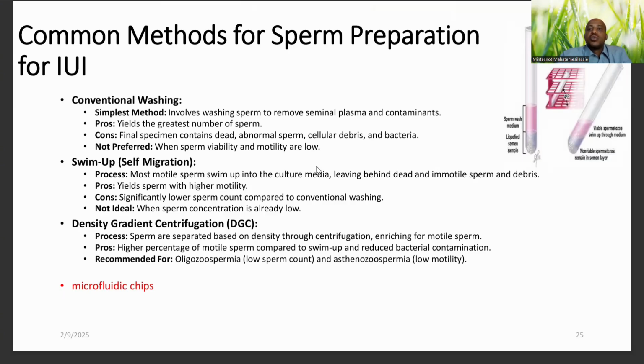There are different methods of sperm preparation. I wish this could be presented by our andrologist and embryologist. I will not go through the details of the procedure, but I will tell you the benefit and the drawback of each procedure. The first sperm processing is conventional washing. It is a simple washing. We remove seminal plasma and contaminants, but we don't remove dead sperm and bacteria as well as virus. So this kind of sperm washing is used for those who have low sperm viability and motility.